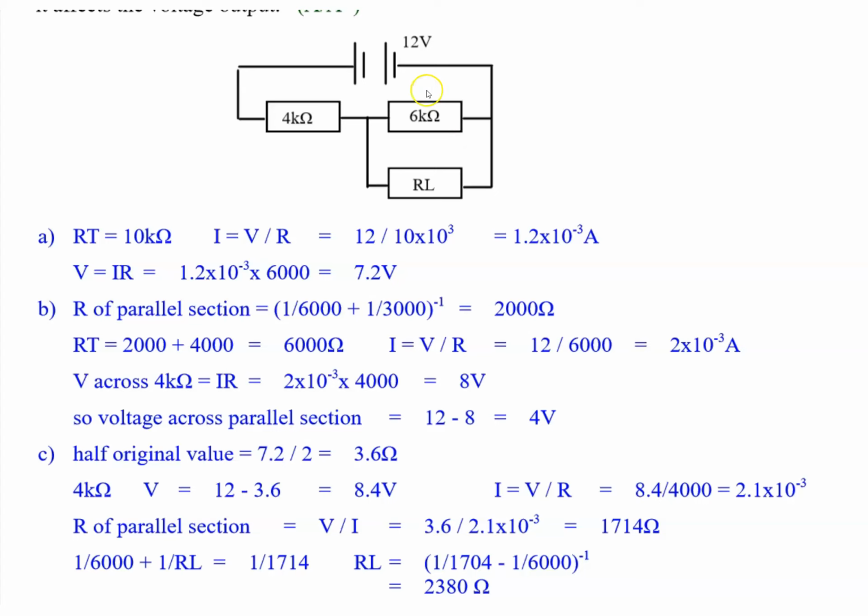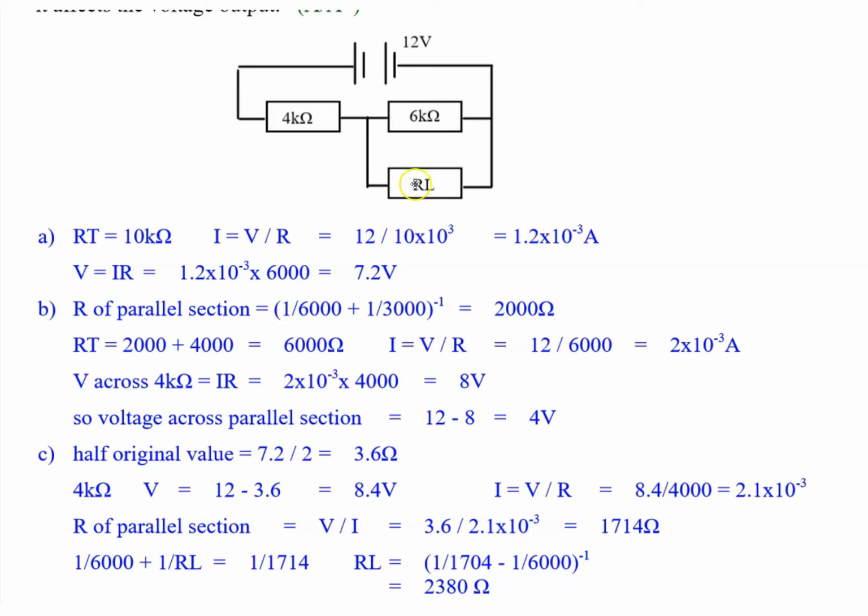So if I subtract that from 12, I will get the voltage across R1, the 4000, which is going to be 8.4. Now I know the voltage and I know the resistance of R1, so I can find the current. I equals V over R, so 8.4 divided by 4000 is 2.1 milliamps.